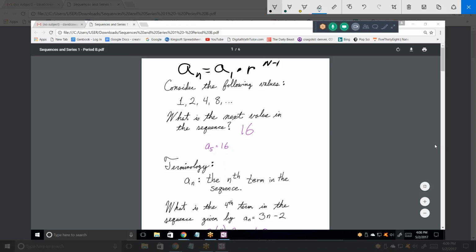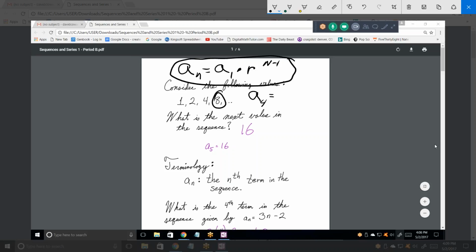So, let's say you're not sure if you got it memorized right. Let's look at this geometric series and figure out what the fourth term is. If the fourth term comes out to be 8, we got it right. So what's a sub 4 going to be equal to?